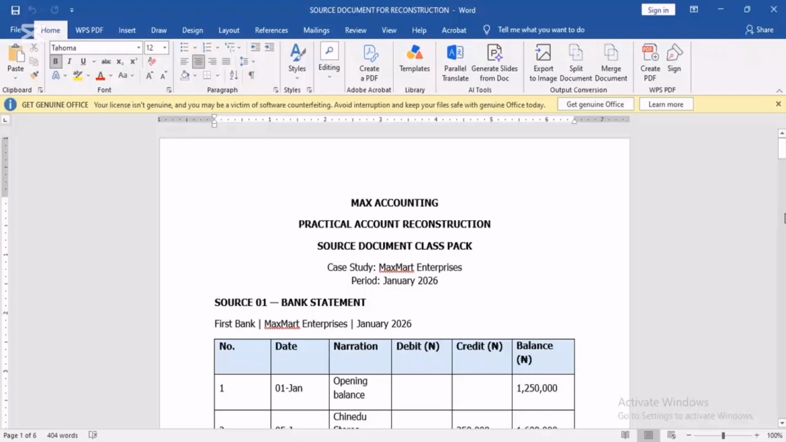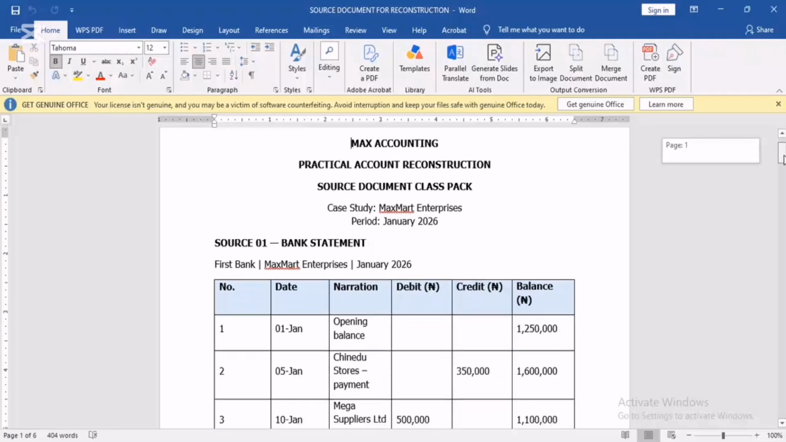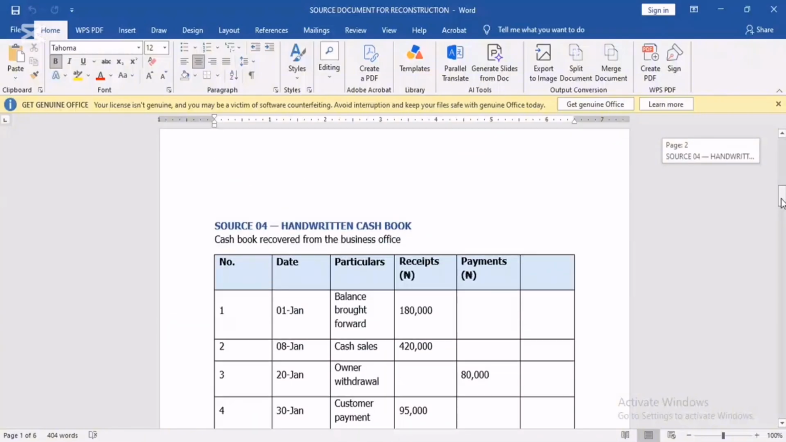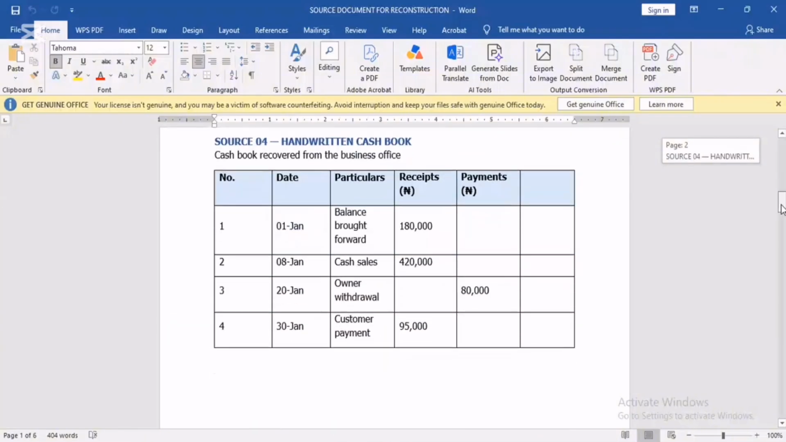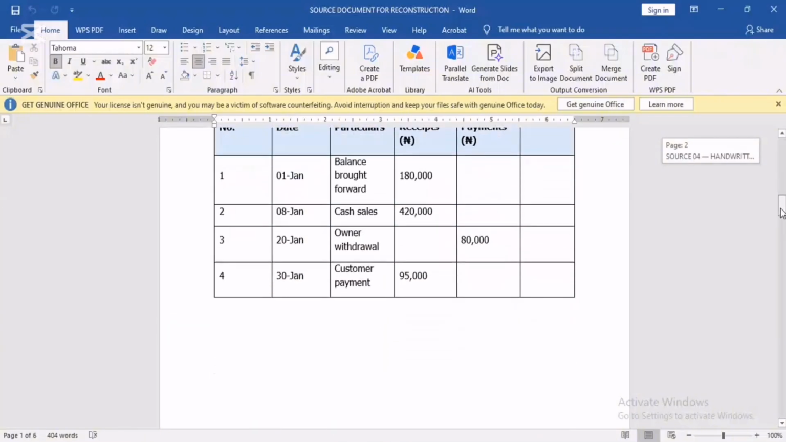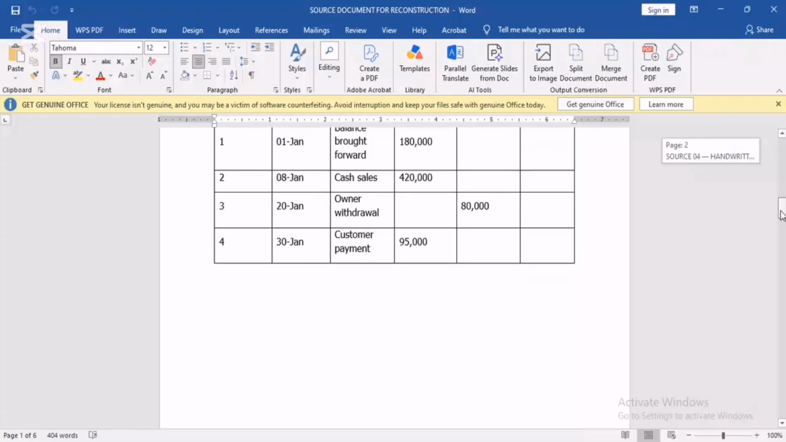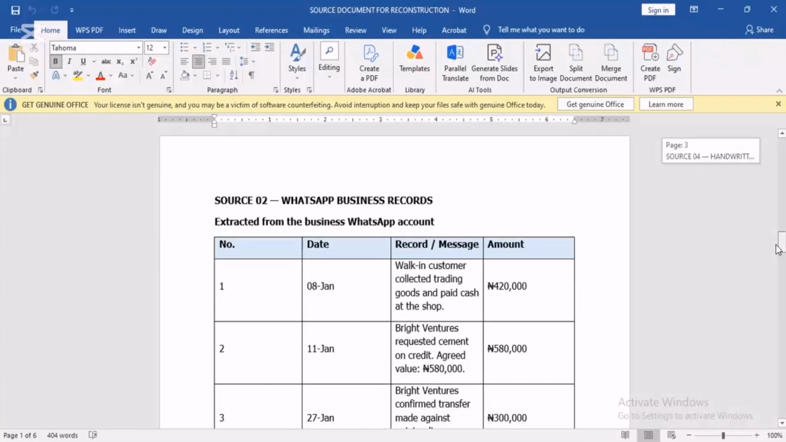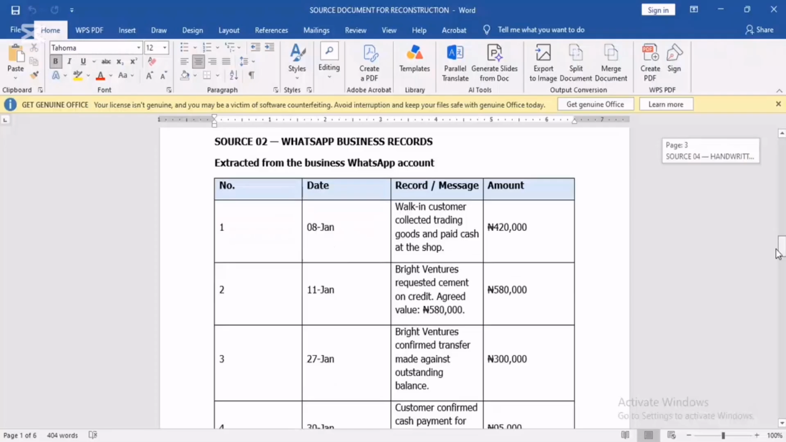So we are reconstructing for this business, Mass Mart Enterprises. These are the documents the business made available for the accountants. They made available bank statements, then a handwritten cash book. This is where they recorded their cash transactions, the ones they recorded, because necessarily not all. Also their transactions recorded on WhatsApp. So you can see them.